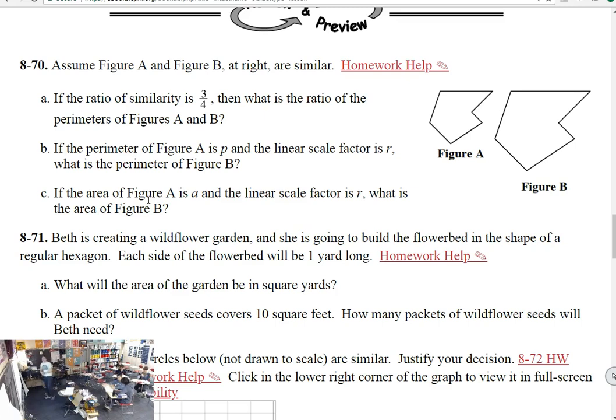Alright, so let's just work through our practice problems and check if we're feeling good with everything. So, Ryan, if you watch the video, feel better, dude. Ratio of similarity is 3/4. What is the ratio for the perimeters? I can't tell if you're saying it with a question mark or as an answer. Chris is saying his as an answer.